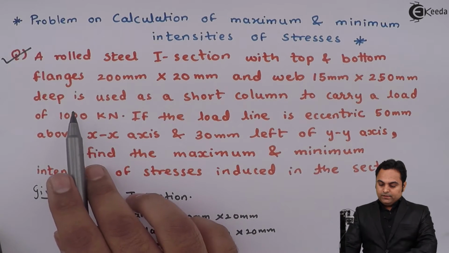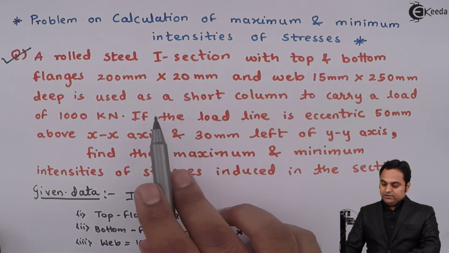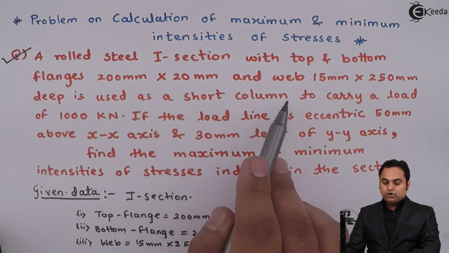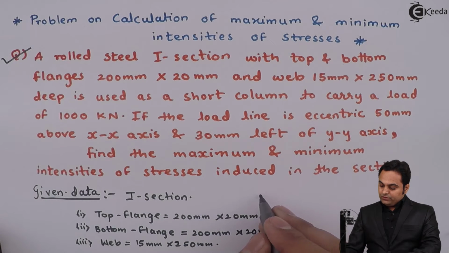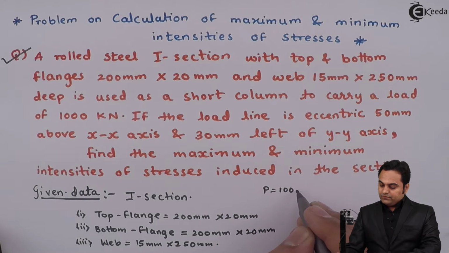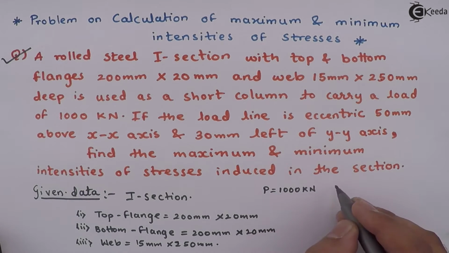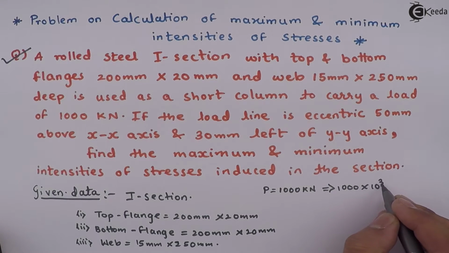Then it is used as a short column to carry a load of 1000 kilonewton. So I'll write down load as P, that is 1000 kilonewton. So it is 1000 into 10 raised to 3 Newton.